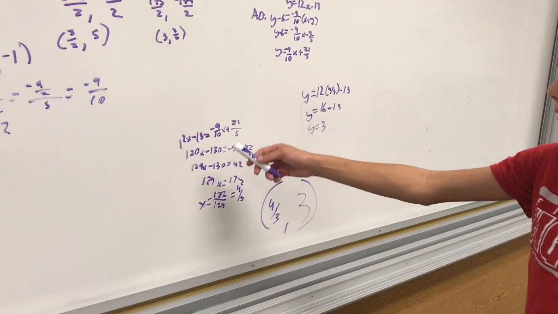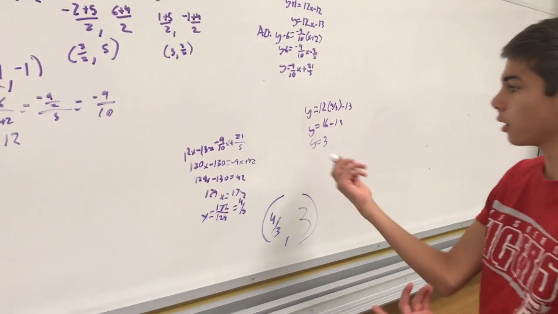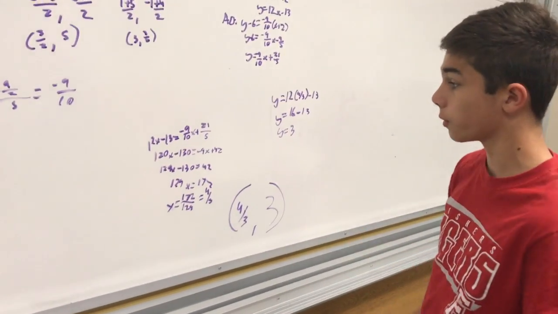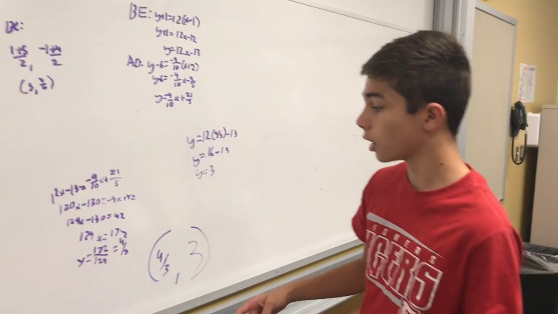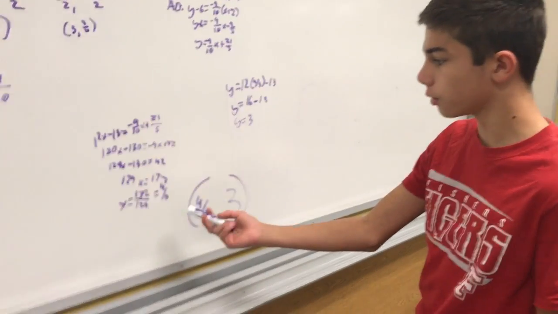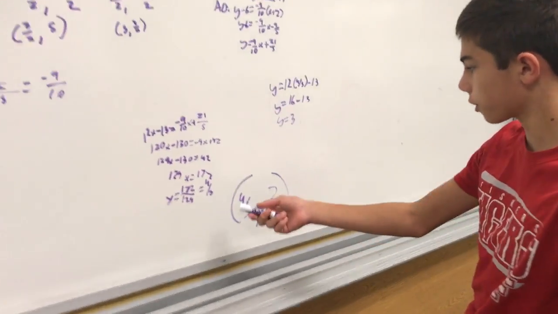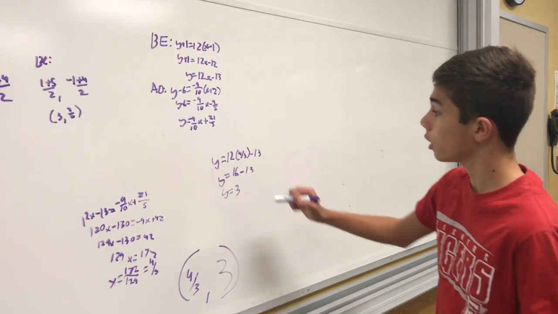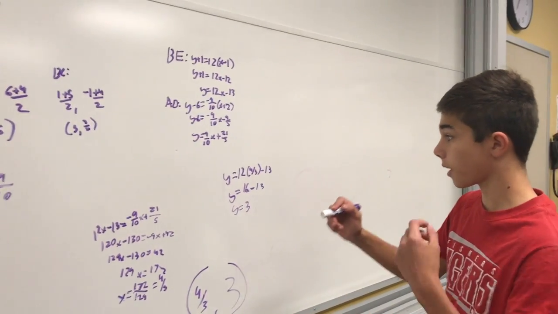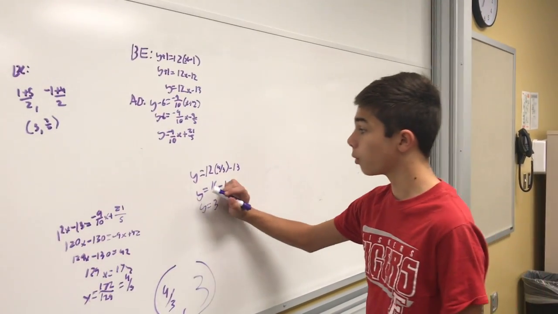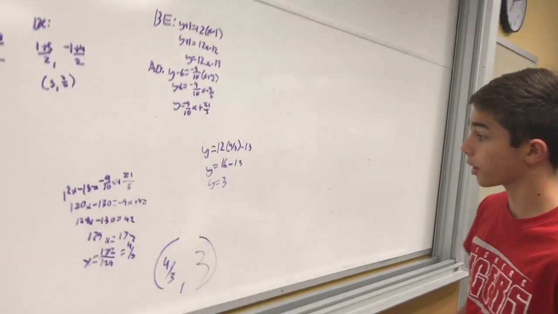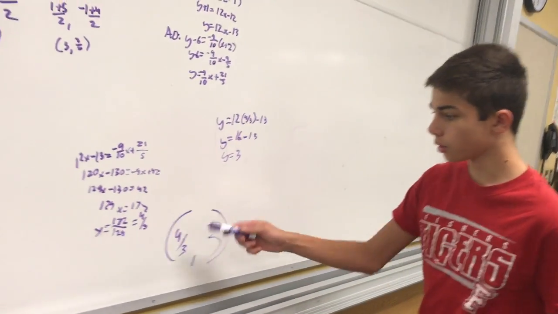But we had a fraction, but 10 and 5 are divisible by each other, so we just multiplied it by 10 so it'd be much easier and we wouldn't have to work with fractions. And then we got x equals 4/3. So that was our x of the point of the centroid. So we plugged that into one of the equations to find the y. So we did y equals 12 times 4/3 minus 13, and we got y equals 3. So the centroid is 4/3, 3.